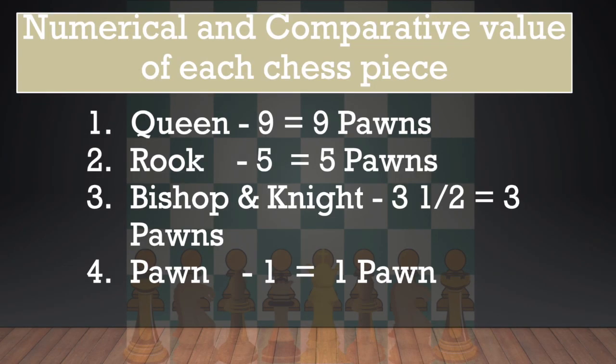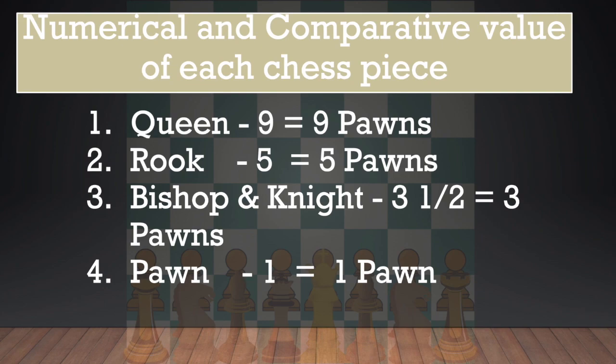There are numerical and comparative values for each chess piece. Queen is equivalent to 9. Queen has 9 points, which is equivalent to 9 pawns. Rook consists of 5 points, which is equivalent to 5 pawns. Bishop and knight is 3.5, which is equivalent to 3 pawns. While pawn is 1, which is equivalent to 1 pawn.